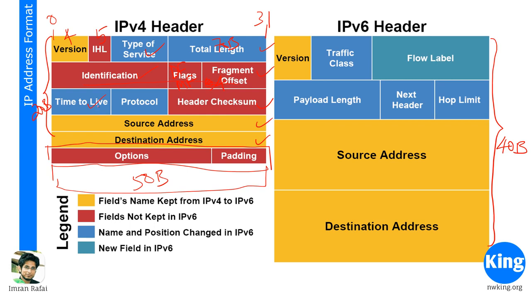So that's the maximum hops that it can actually live in the IP network. Protocol, like IP has UDP and TCP, so it tells which protocol is being used. And then you have the header checksum. Header checksum, again, we have discussed checksum earlier. If there are errors, this is the checksum that is going to identify the errors, right?